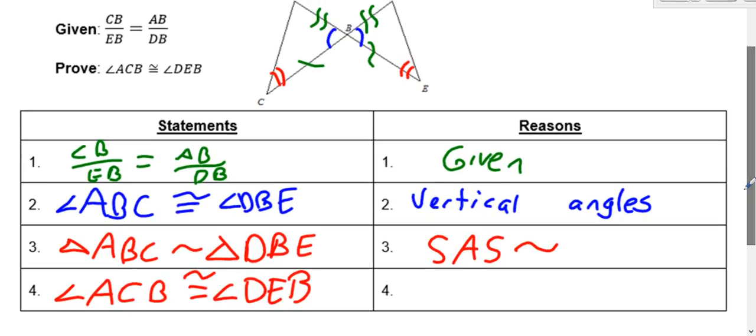When we were dealing with congruent triangles, we said CPCTC. It's kind of the same idea. You just have to write something along the lines of them being corresponding. And that'll get the point across. They're corresponding angles in similar triangles.